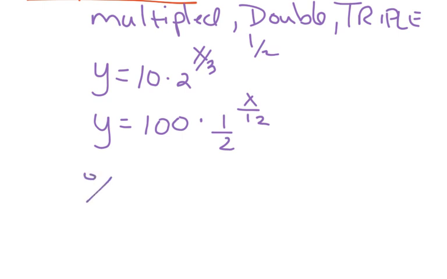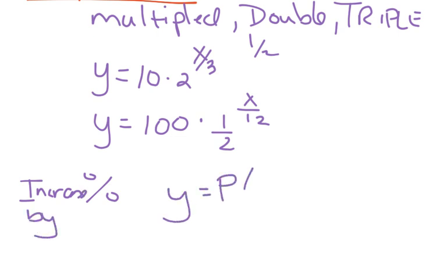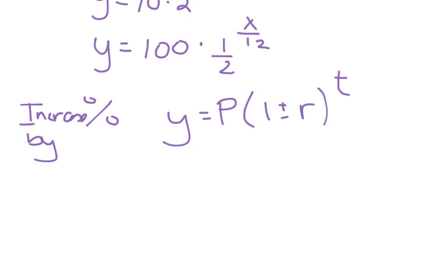Or you'll see an increase by a percent. Okay, increase by a percent. So if you see a percent, that's going to go in that form of the compound interest formula, like so. That's increasing by a percent. So money, all that kind of stuff, is modeled by that.